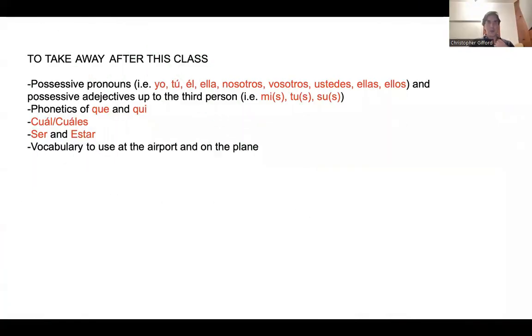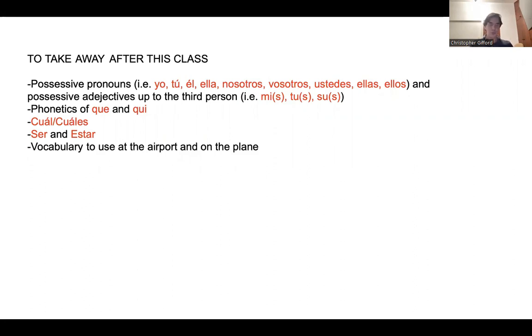So for you to take away after this class, we have possessive pronouns, which some of you will already know. Yo, tú, él, ella, nosotros, vosotros, ustedes, ellas, ellos. And possessive adjectives up to the third person. Mi, mis, tu, tus, su, sus.